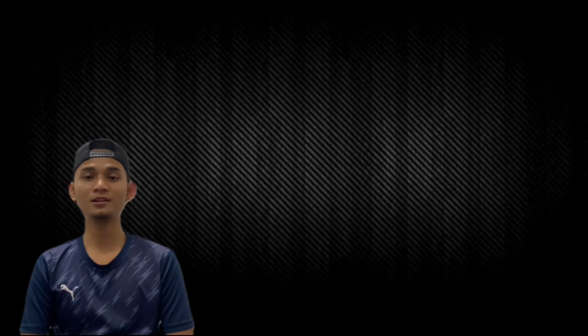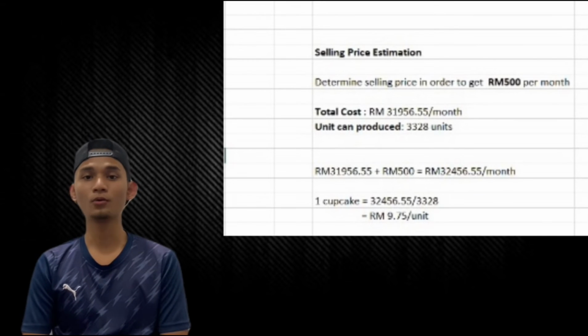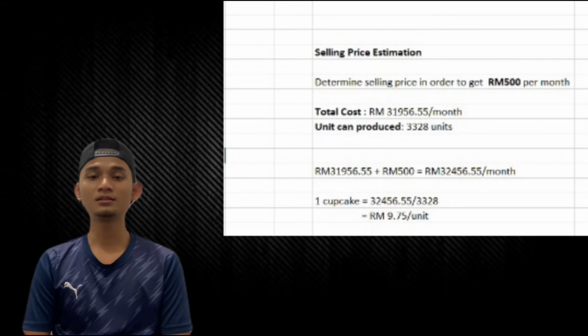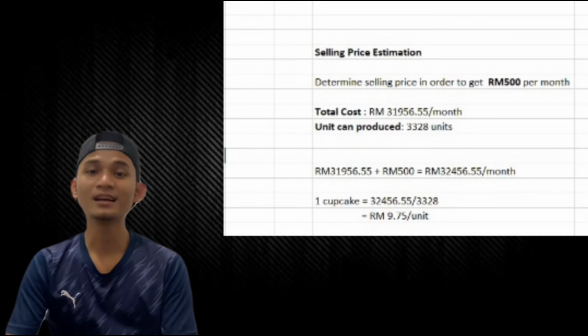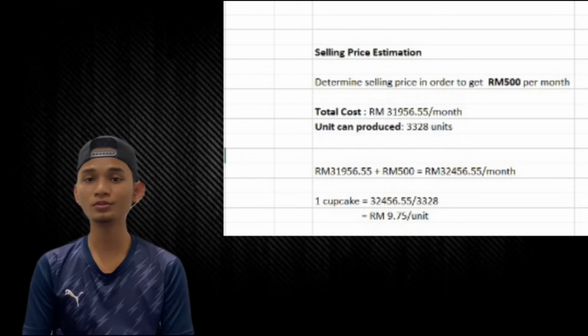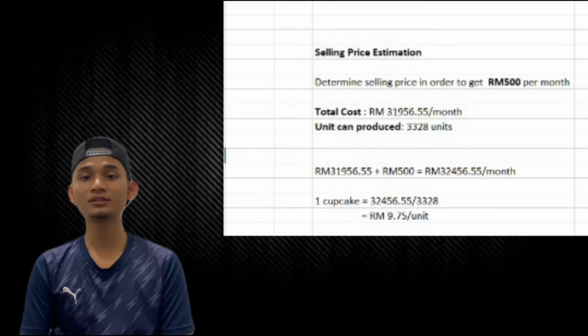Assalamualaikum everyone. Today I am going to share how much the selling price should be in order to get RM500 profit per month in my company. First of all, we should determine the total cost, which is our cost to produce cupcakes for a month, RM31,956.55. The second step, we calculate the total production that we could produce based on the cost. So our company could produce 3,328 units in a month.